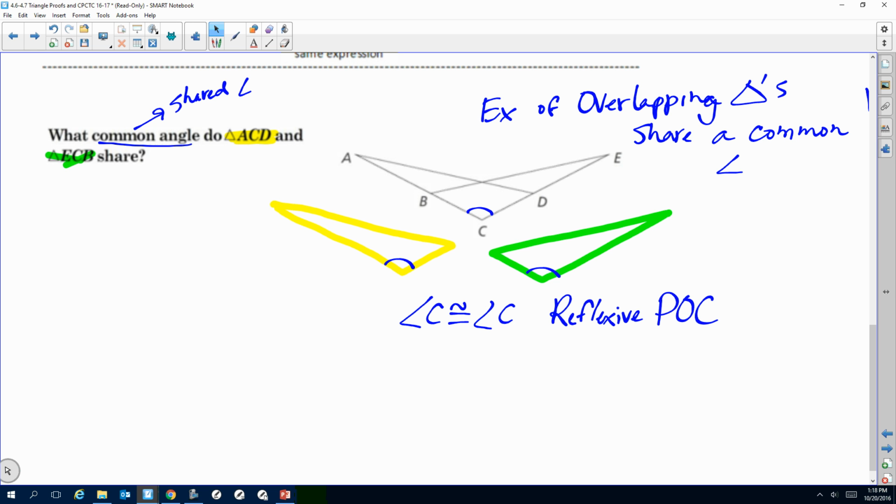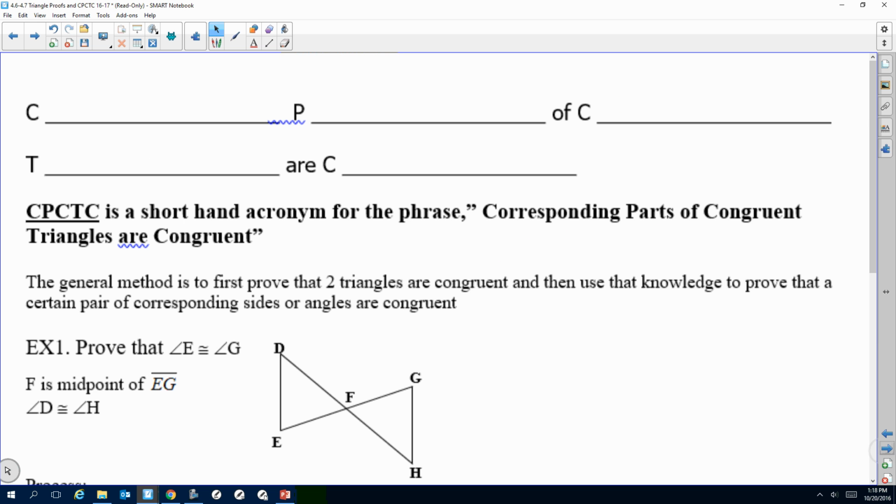Being able to recognize shared sides and overlapping triangles is going to help us when we have to prove them. So what we're going to do now is prove the parts that are congruent. On our next page, there's this acronym you need to use and need to recognize and know what it means.